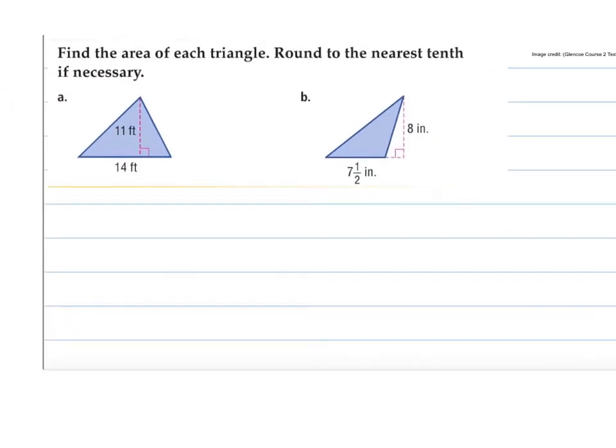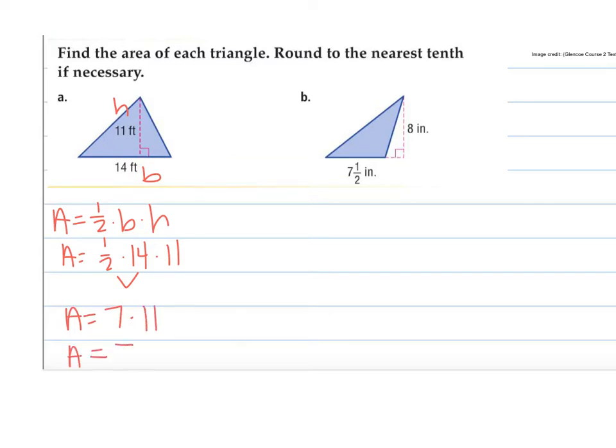So this triangle, we know that our base is 14 and our height is 11. So I have area equals 1/2 times base times height. So I have 1/2 times 14 times 11. I know that 1/2 of 14 is 7. So I can do 7 times 11. So area equals 77 feet, because I match up the units, squared because it is area.